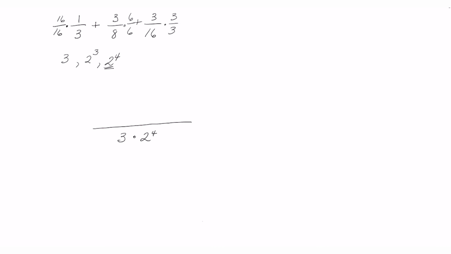So we're going to wind up with 16 times 1 is 16. Then 3 times 6 is 18, and 3 times 3 is 9. So when we add these numbers together, 16 plus 18 is 34, plus 9 is 43, and on the bottom we have 3 times 16, which is 48. So our answer will be 43 over 48.